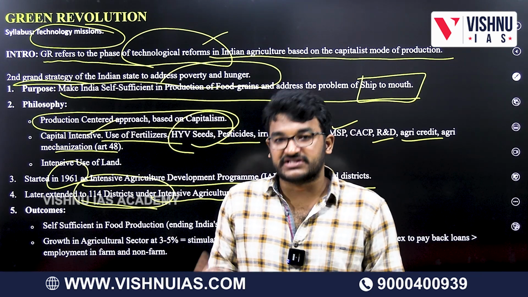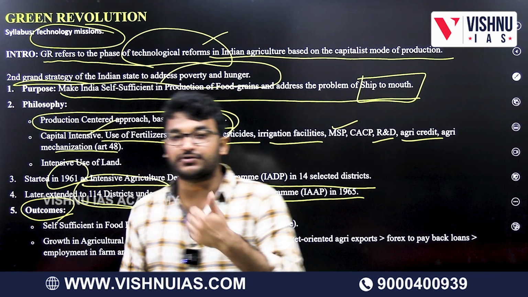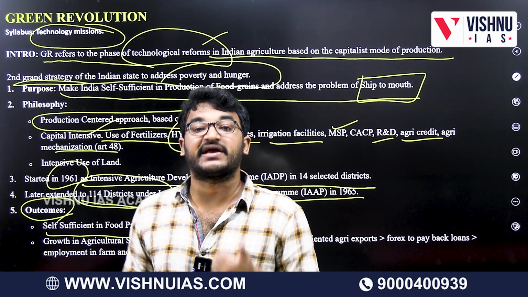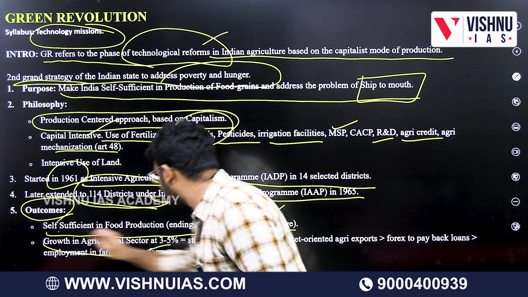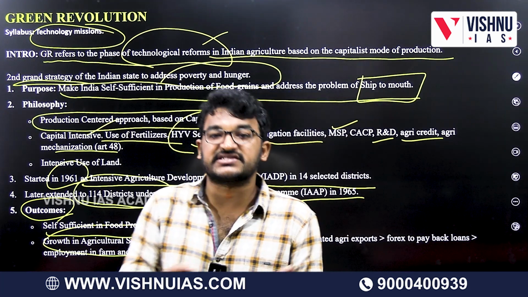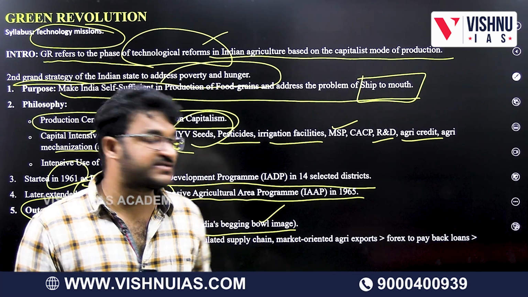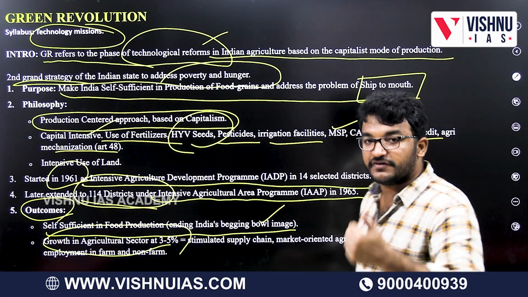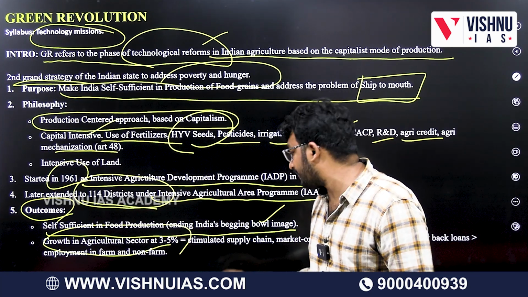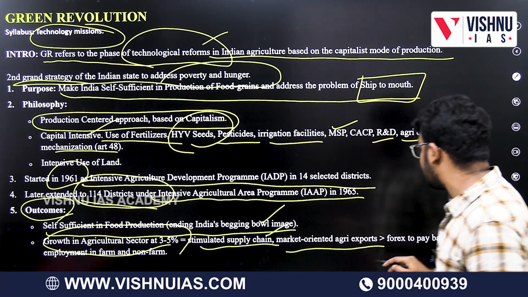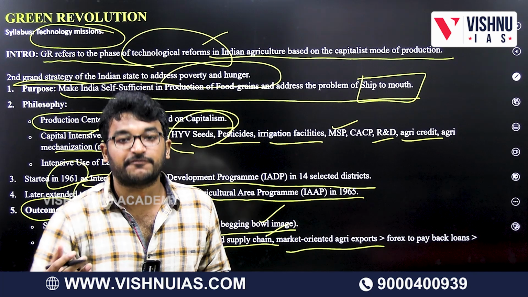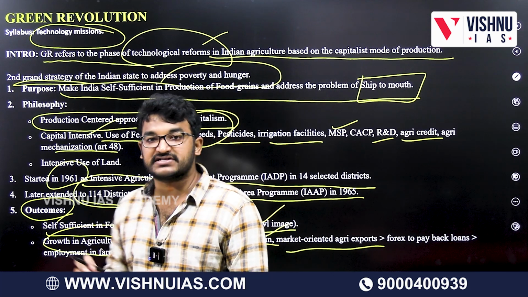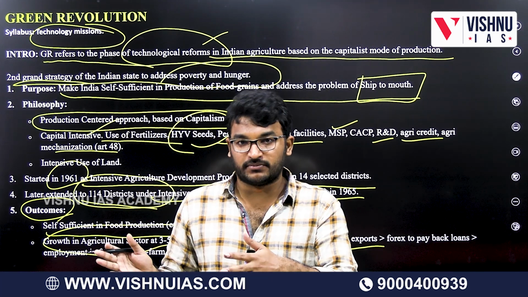Now, what are the outcomes of this Green Revolution? First positive outcome is, we became self-sufficient in food production. This ended India's image of a begging bowl, right? Next, there is growth in the agriculture sector. Successive growth of around 3 to 5% from independence we have seen with respect to the agriculture sector because of the success of the Green Revolution. And with this growth in the agriculture sector, what happened? It stimulated the supply chain, and market oriented agricultural exports happened. With agriculture exports, forex also increased, and this forex helped us to pay back the loans. And finally, the major benefit is that it created a lot of farm and non-farm employment.